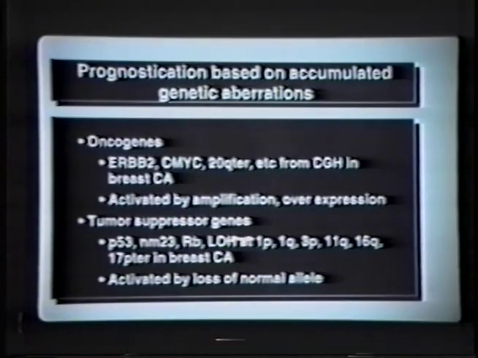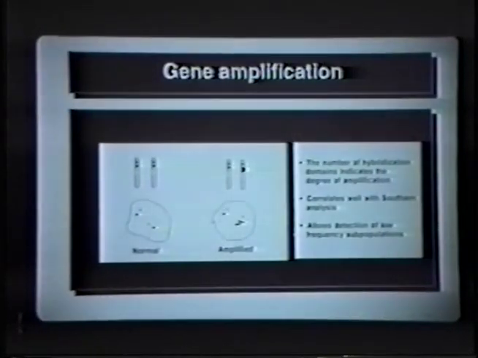and it looks like that there may be tumor suppressor genes located on a number of chromosomes in breast cancer, 1P, 1Q, 3P, 11, 16, 17, and so on. And again, we are asking the question, can we use molecular cytogenetics to detect these aberrations? And the answer in both cases is yes.